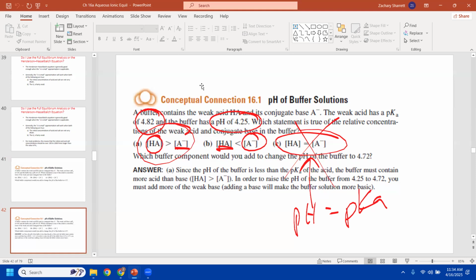So if we understand that when they're equal, pH equals pKa, we can then figure out whether we have more acid or more base, because we know acid drops pH, base increases pH. Everybody comfortable with that? Ish? Okay.